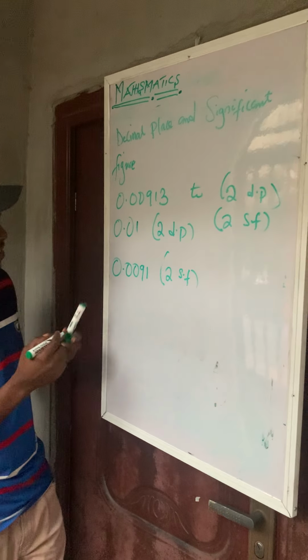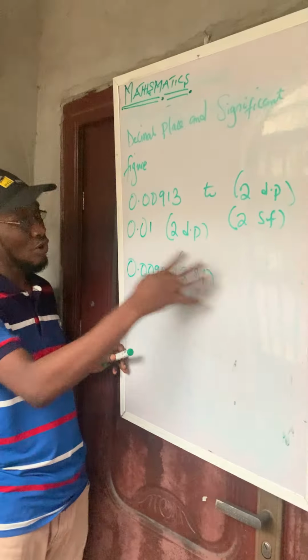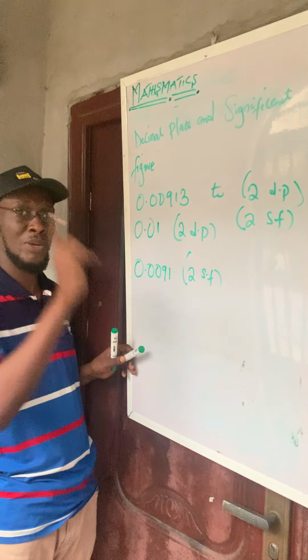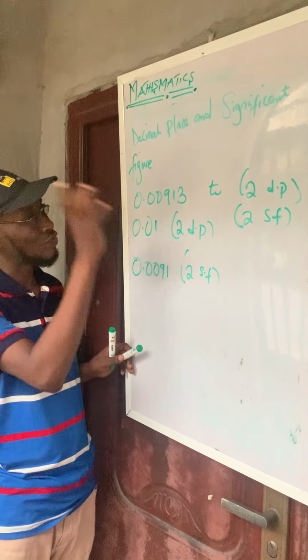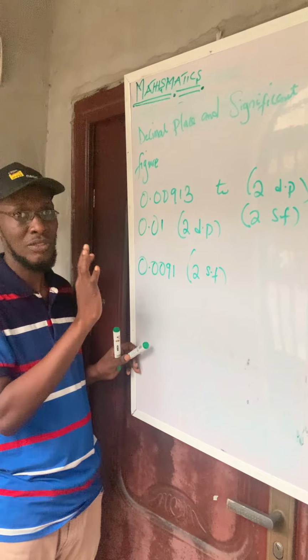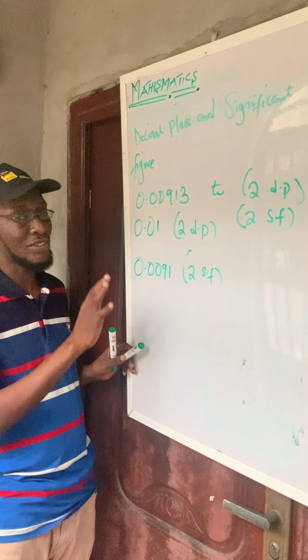That is the difference. The difference is that in significant figure, your focus is that you must meet a number that is not zero, non-zero digit, before you begin to count. But in decimal place, your focus is the decimal point. After the decimal point, anything you meet there, you count it as what? Decimal place. That is the difference.